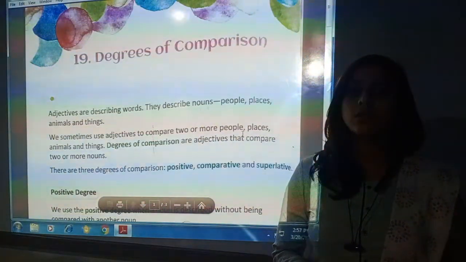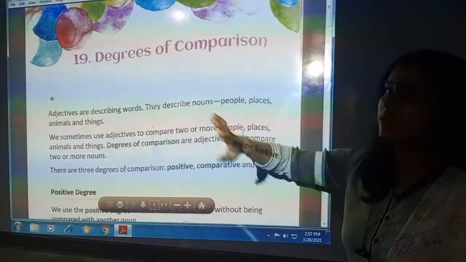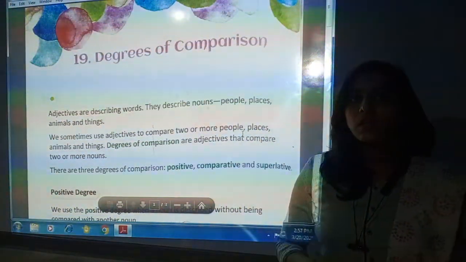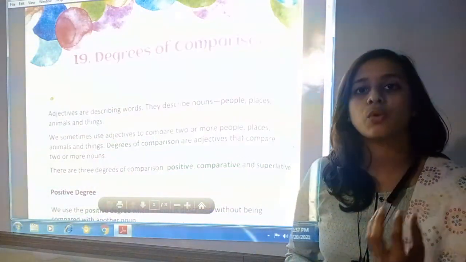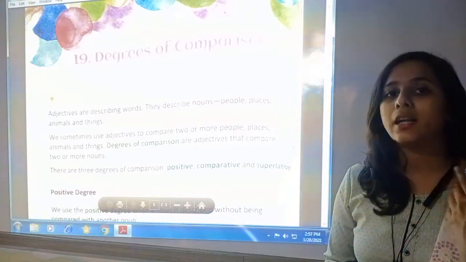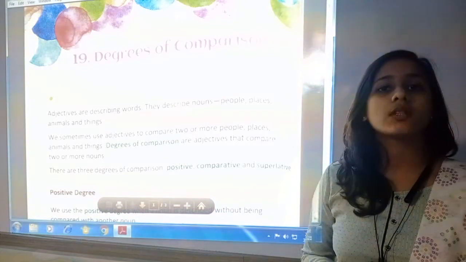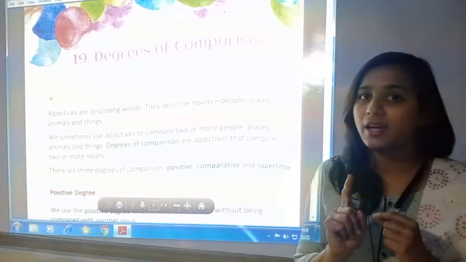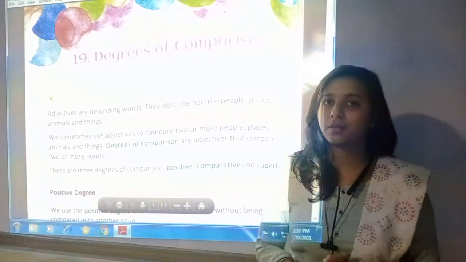Today we are going to start a new chapter for standard 3 students from your English grammar textbook. The name of this chapter is Degrees of Comparison. First thing, comparison. For comparison, we need some quality, and the qualities are explained in adjectives. So here we are going to see the degrees of comparison of adjectives. This is the second part of adjectives.